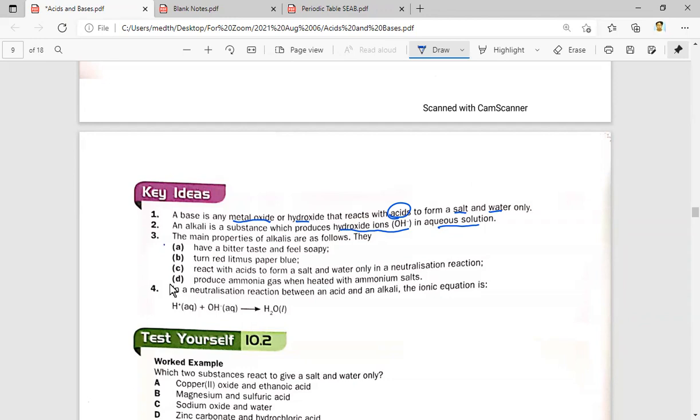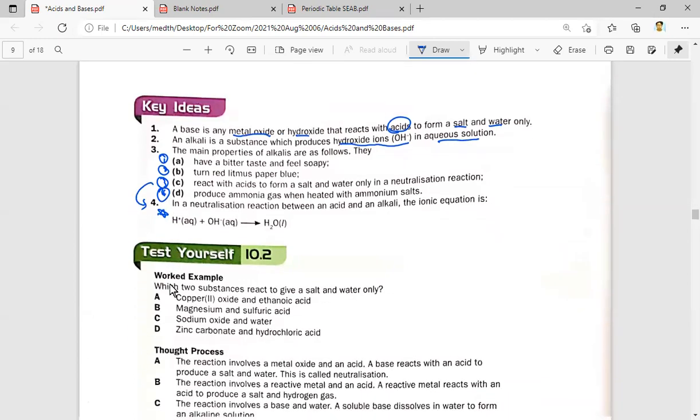First property is here, have bitter taste and feel soapy. Second one, turn red litmus paper blue. Third one is react with acid to form salt and water. Fourth one is it produces ammonia gas when heated with ammonium salt. And the last one we did mention from reaction 3 is actually about neutralization.